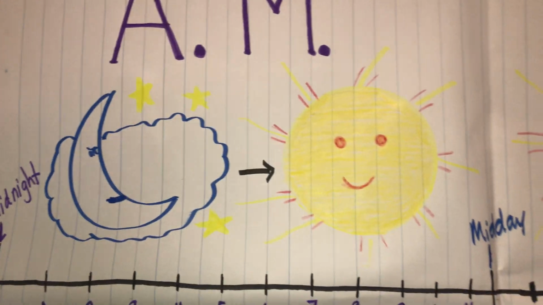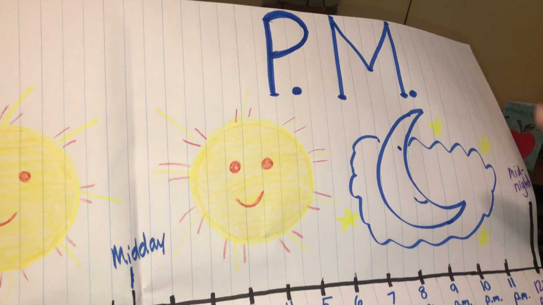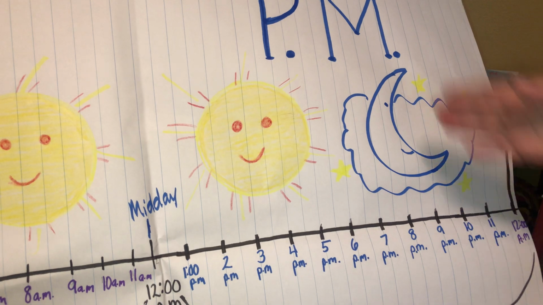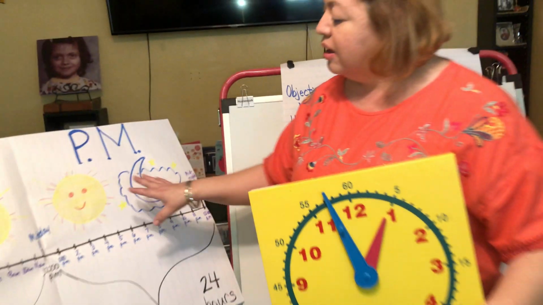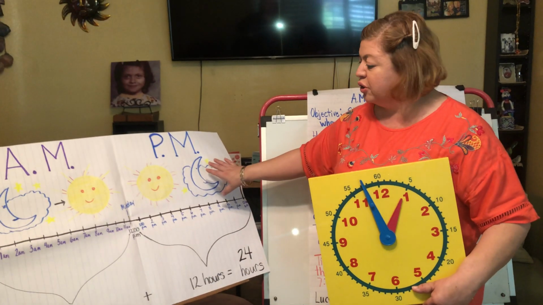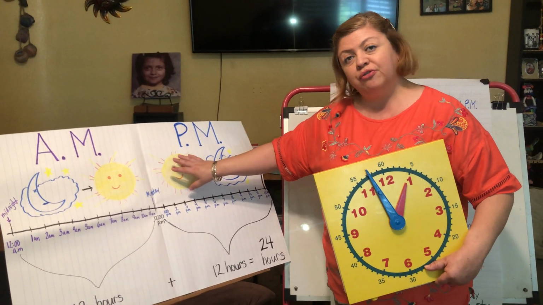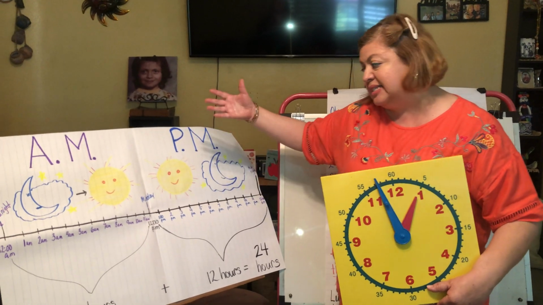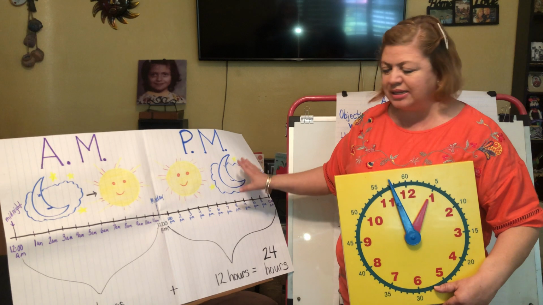Let's think about our second 12 hours of the day. Our second part is what we call PM. If you look at my illustration here, you see that the sun is what we see first during the PM because it's daytime. And then it goes into the darkness or nighttime.